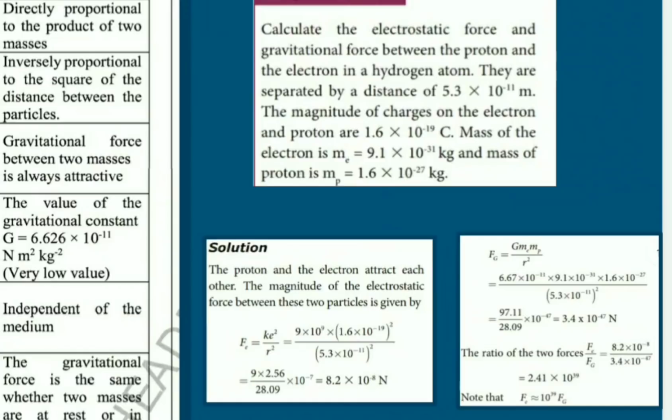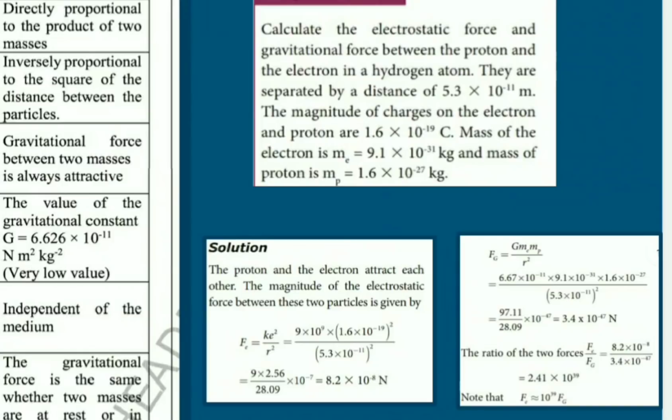So look into that now. Calculate the electrostatic force and the gravitational force between the proton and the electron in a hydrogen atom. They are separated by a distance of 5.3 into 10 power minus 11 meter. The magnitude of charges on the electron and the proton are 1.6 into 10 power minus 19 coulomb, and then they have given the mass of proton and mass of electron here. So you are asked to find both the forces, and we are asked to compare them both, right?